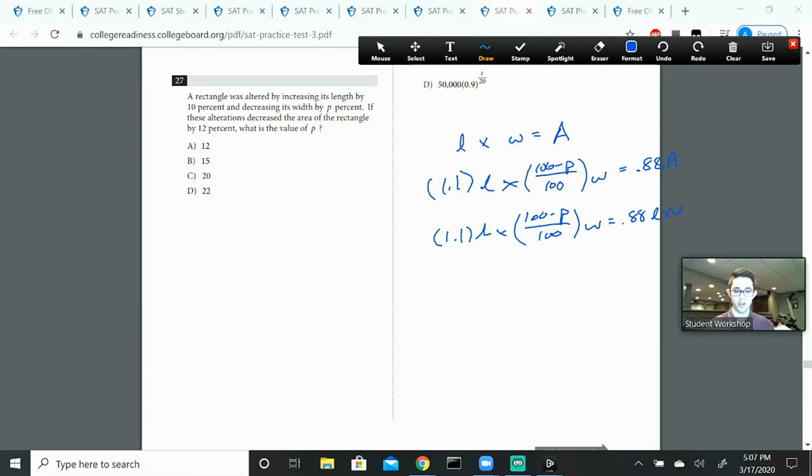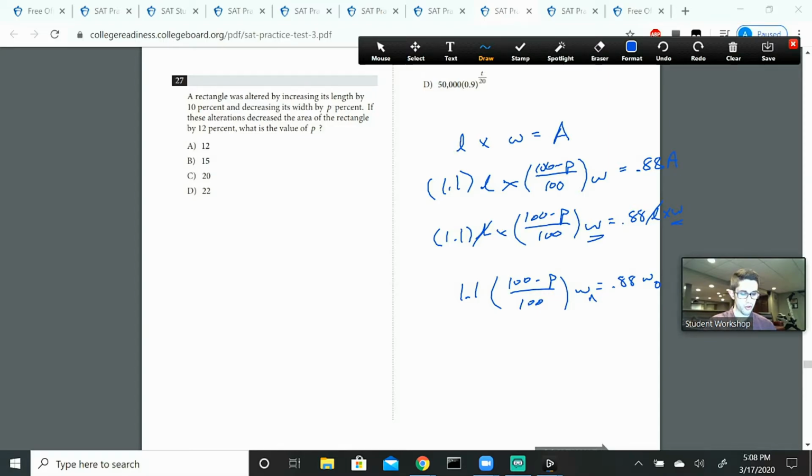And now we just care about P, so I'm going to cancel out these L's, and we're going to use this W and this W and see what is being altered in order to get this 12% decrease on A. And that's just going to be a little bit of algebra. So 1.1 times 100 minus P over 100 W equals 0.88 W. And I'll just put, this is the original W and this is the new W.